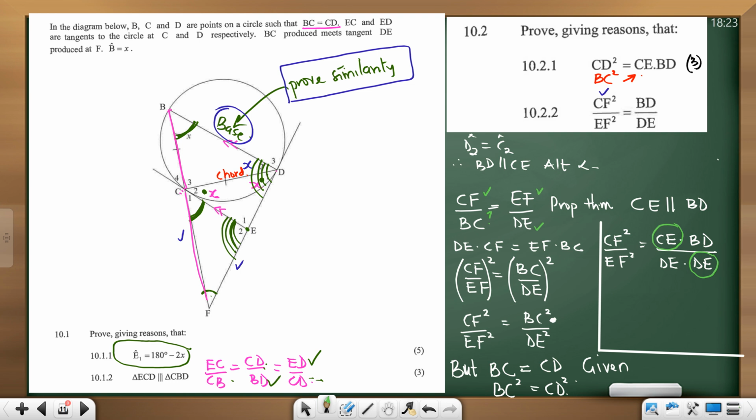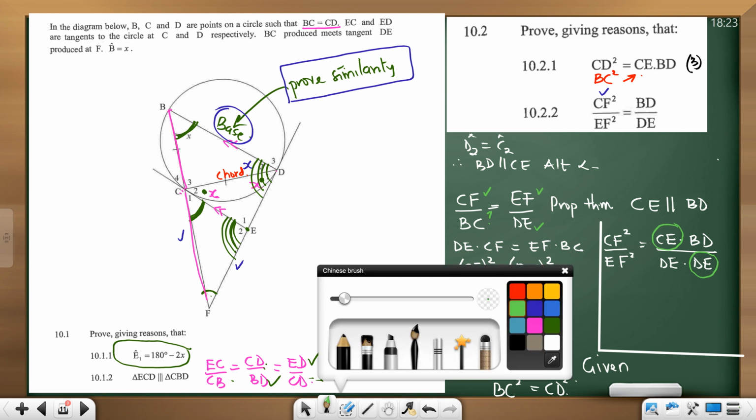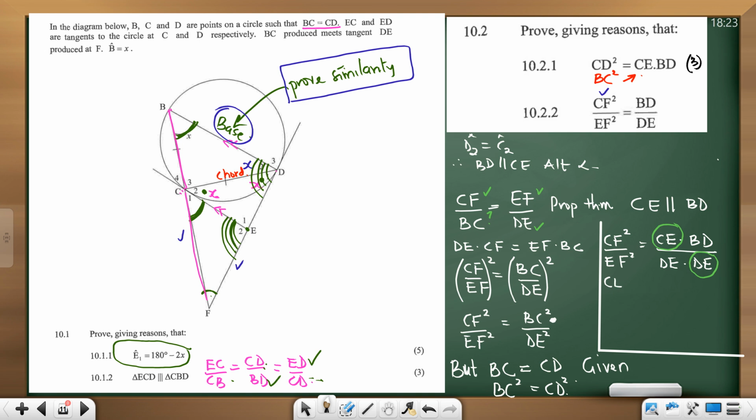Are those two lines equal? Absolutely. We did that earlier on. Tangents drawn from the same point. Proven. We did that earlier on. Oh, so I can therefore say CF squared over EF squared. Instead of writing CE, I can change it to DE. Yes? So I'm lost when you have CE times BD over DE times DE.